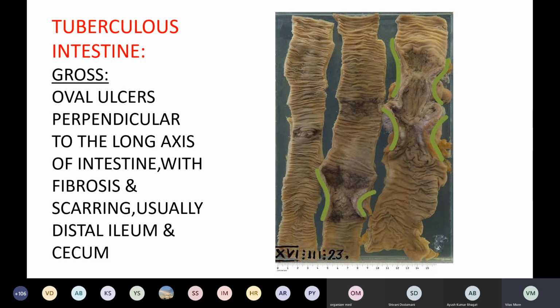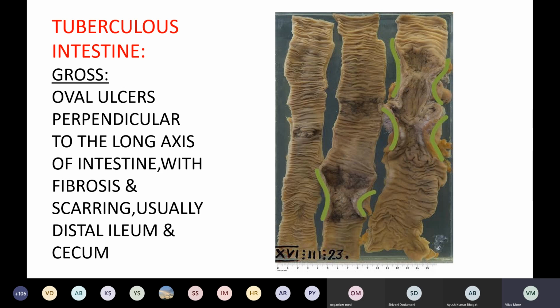The microscopy of tuberculous intestine is typical of any other tuberculous infection. So it shows the typical tuberculous granulomas in the submucosa and in lamina propria with a submucosal ulceration. Right? So what is granuloma? So granuloma is a localized collection.